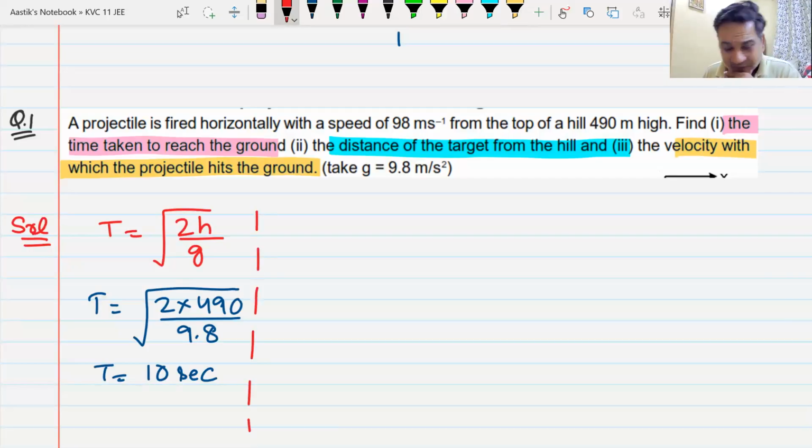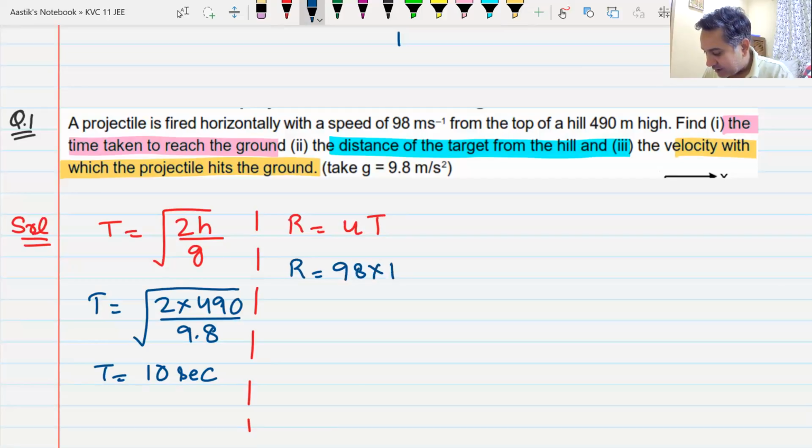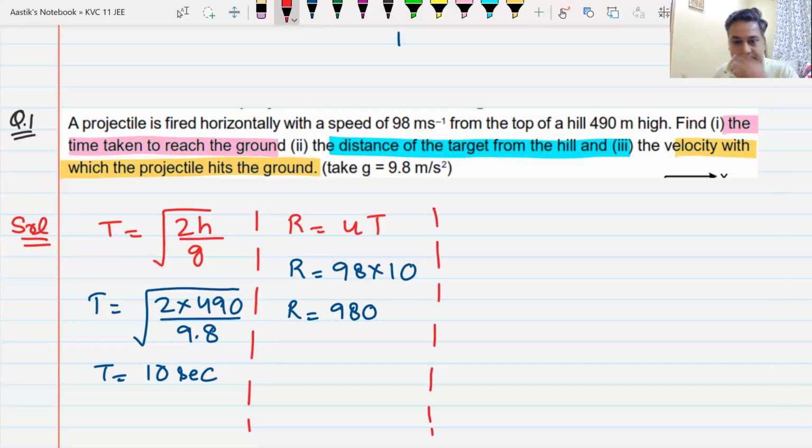The second thing you have to find out is where it is going to hit the ground. So basically they're asking you the range. How do you get the range? You multiply u by the time of flight t. That is the easiest way to get this. So range becomes u is 98 multiplied by time is 10. So your range becomes 980 meters. Everyone got this? Yes or no? Confident? Okay.